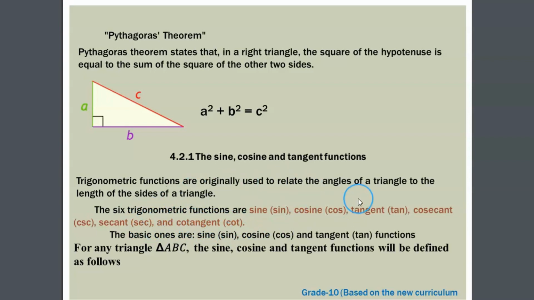These are the 6 trigonometric functions. But among these 6 trigonometric functions, the basic ones are the sine, cosine and tangent.